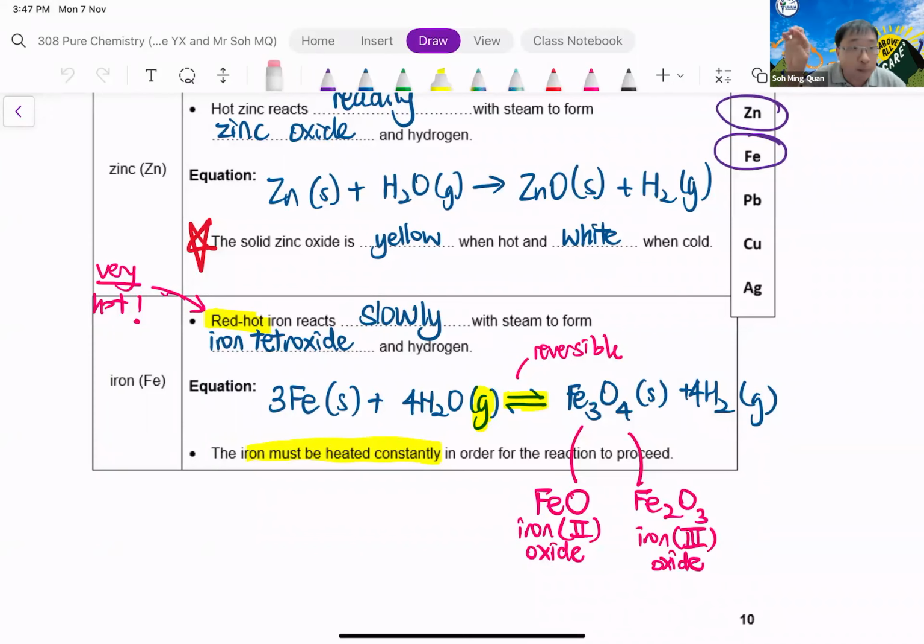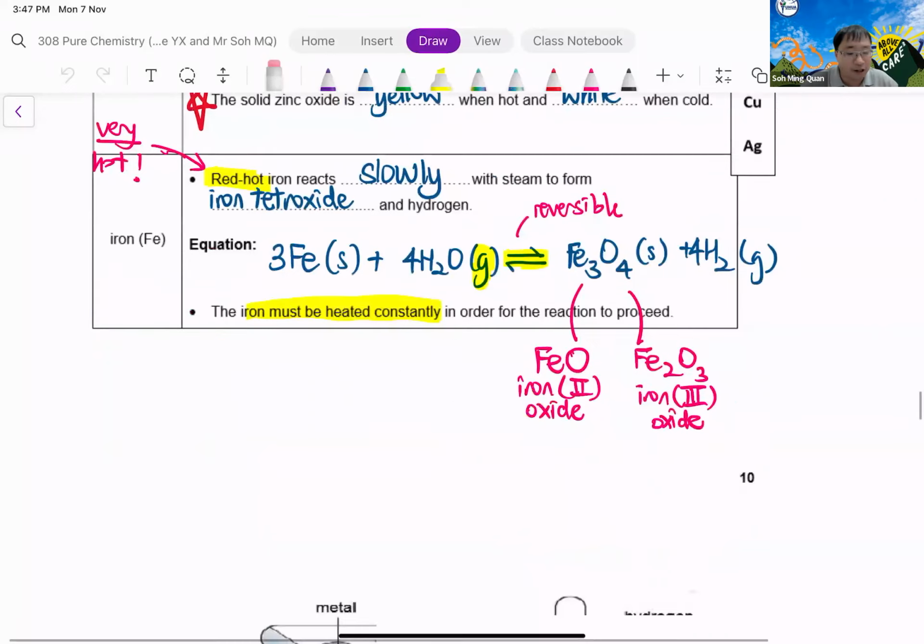You can tell from the double direction arrow. Again, a signal to you that, hey, this reaction is probably pretty slow. And this is also evidence that iron is less reactive than zinc or magnesium. Okay, so we stopped here.